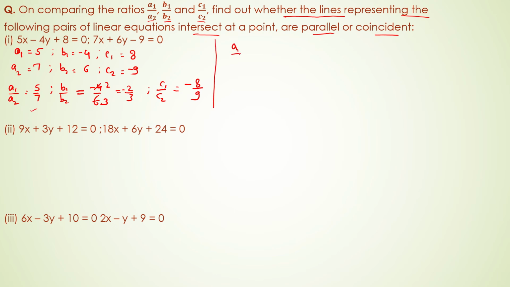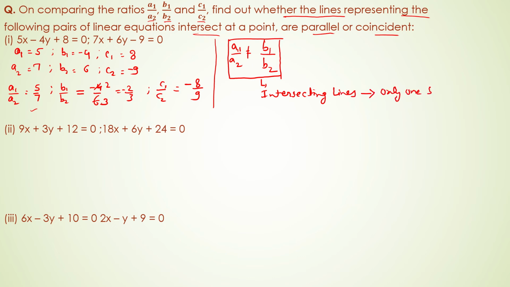Seeing carefully, here a1 by a2 is not equal to b1 by b2, and this condition represents intersecting lines. So the given lines represent intersecting lines and which refer to only one solution.